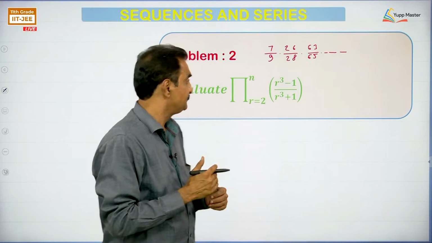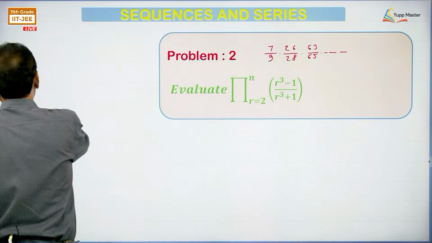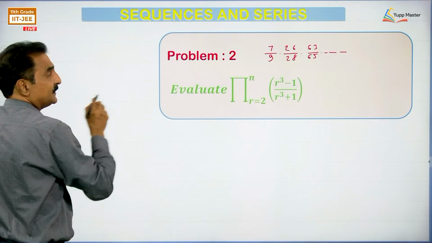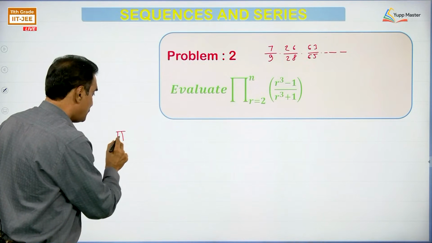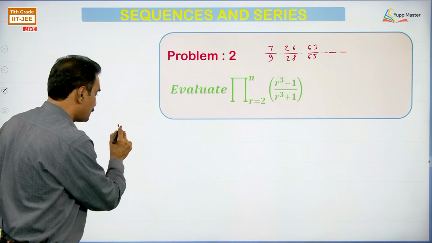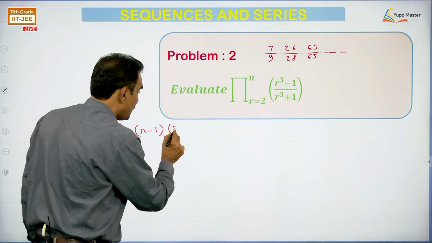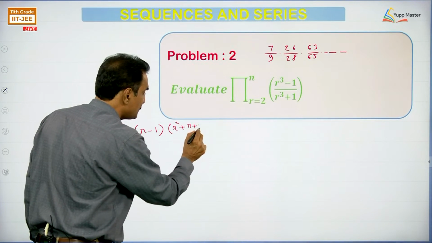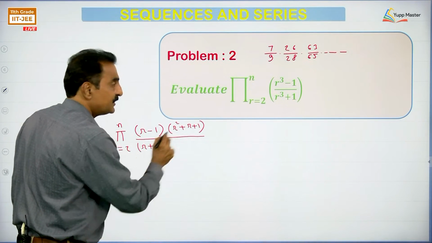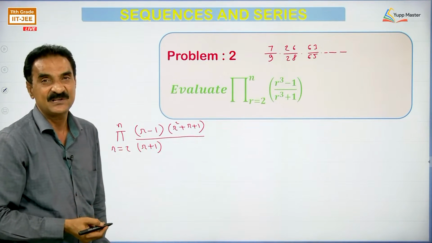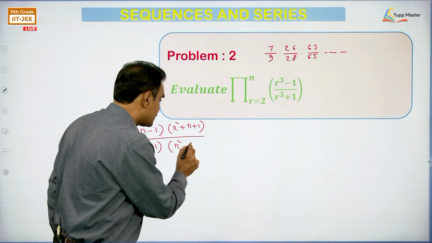Then you try to modify this. How can you modify? You factorize numerator and denominator. Pi of r is equal to 2 to n. Numerator can be factorized as r minus 1 into r square plus r plus 1, and denominator can be factorized, as a cube plus b cube is a plus b into a square minus ab plus b square, as r plus 1 into r square minus r plus 1.